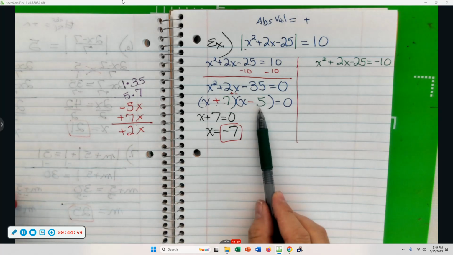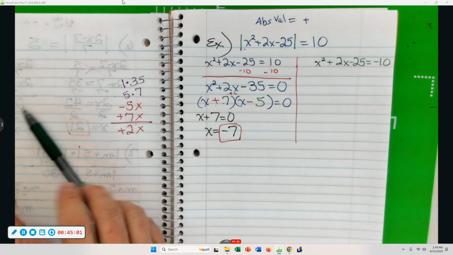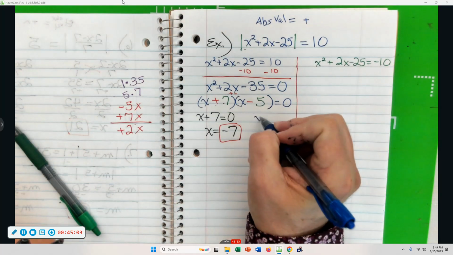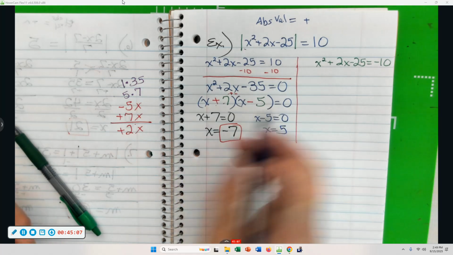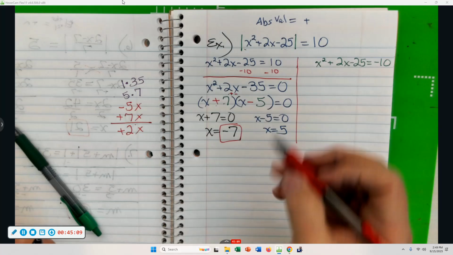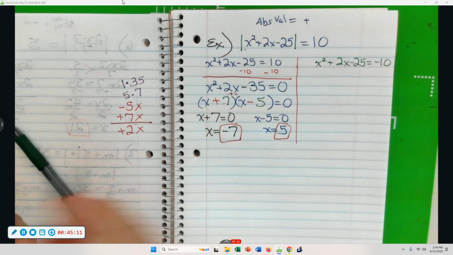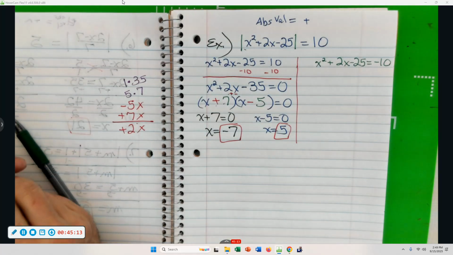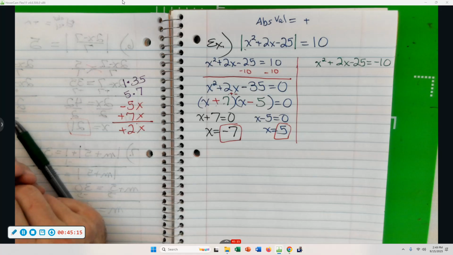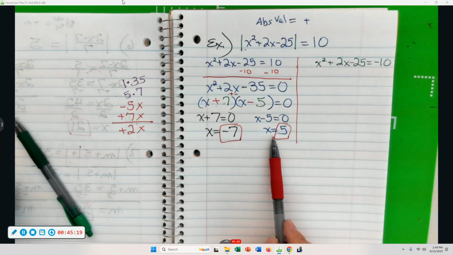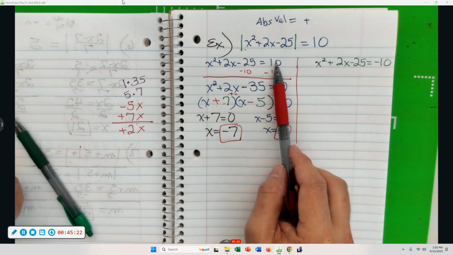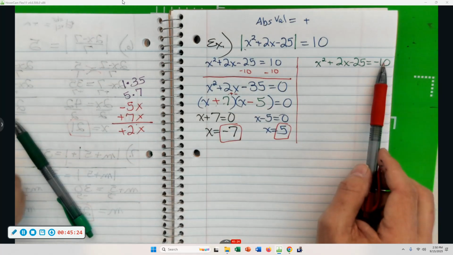Set x minus 5 equal to 0. Positive 5. Okay. And there's my second solution of positive 5. So we're going to have more than two solutions here. We had two cases. We got two solutions from the positive case. Now we need to find the solutions that come about from this negative case.